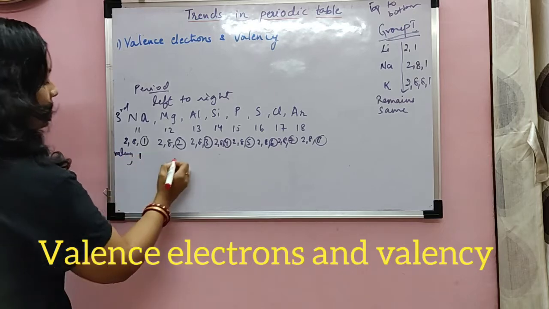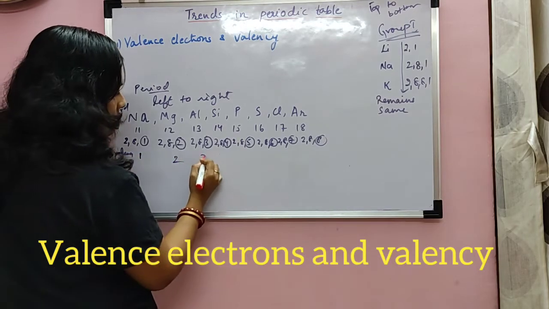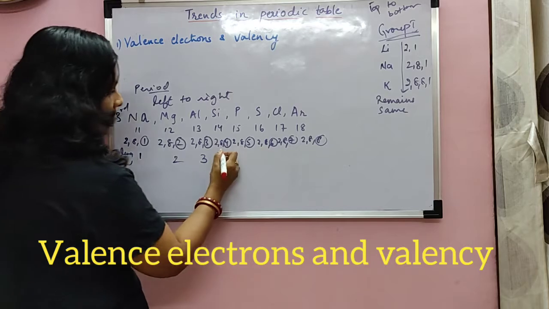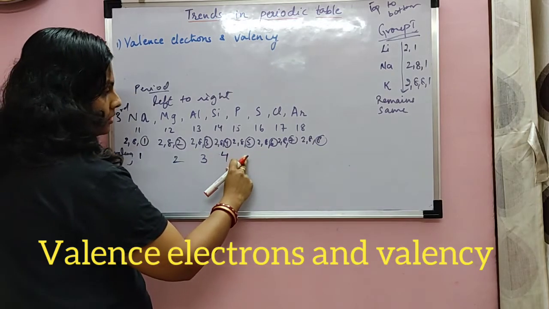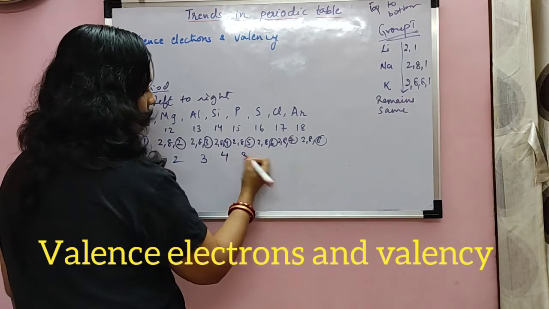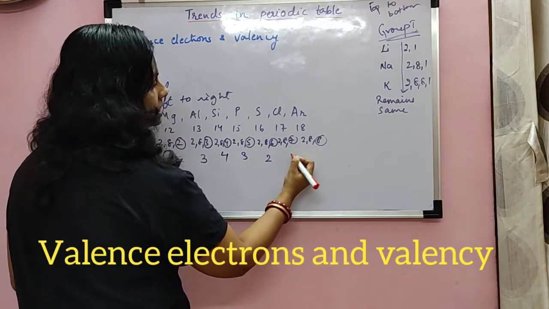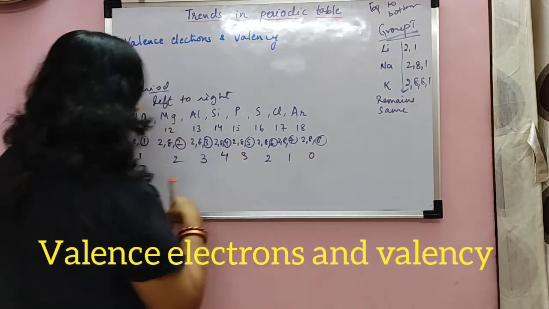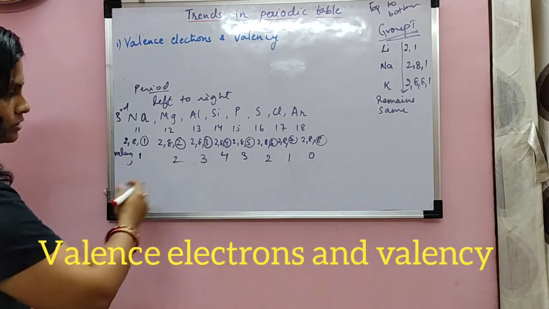So valency is 1, here the valency is 2, here the valency is 3. And silicon valency is 4. Now what is happening here? Valency is now again 3, then 2, this is 1 and this is 0. So you can see the trend, what is happening to the valency.